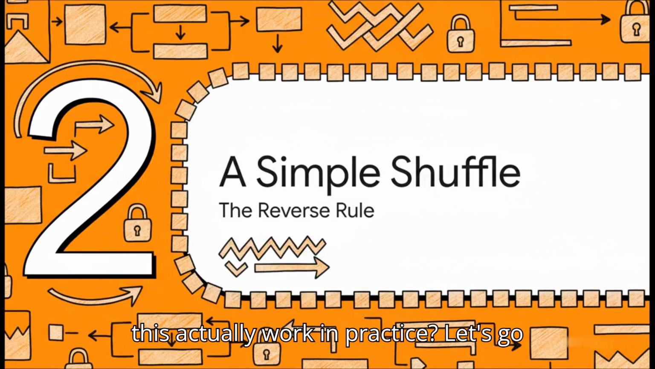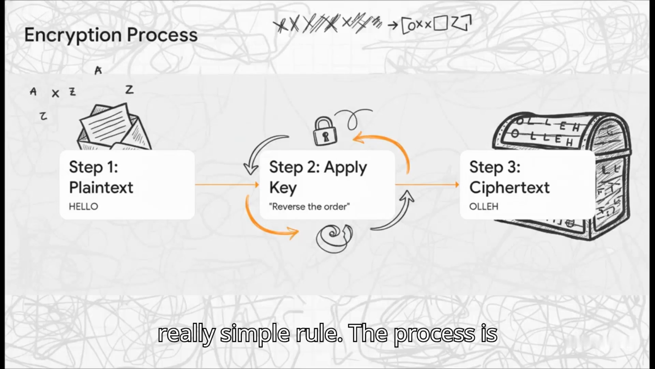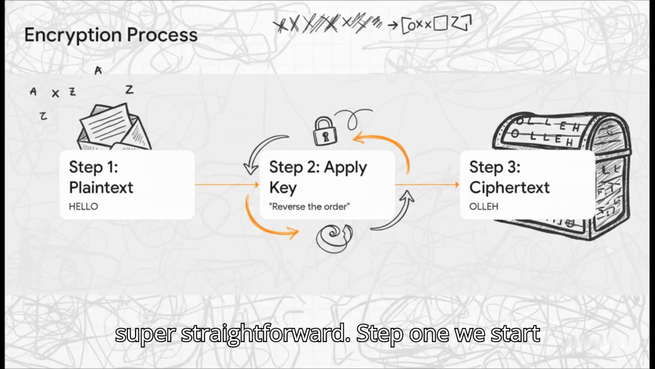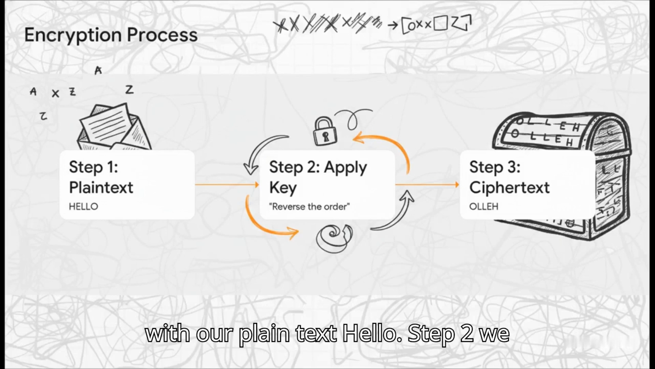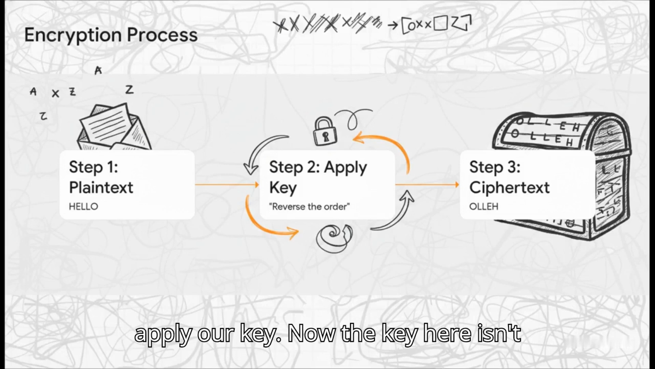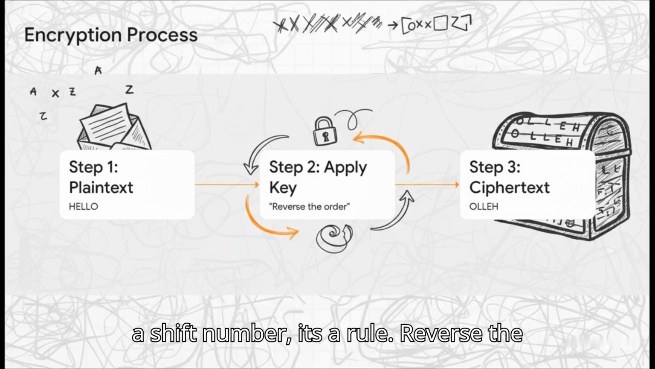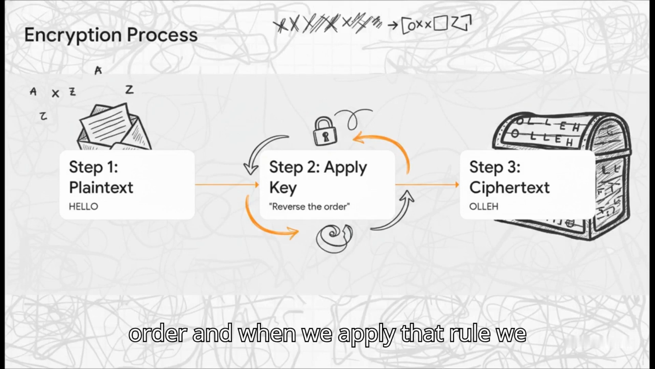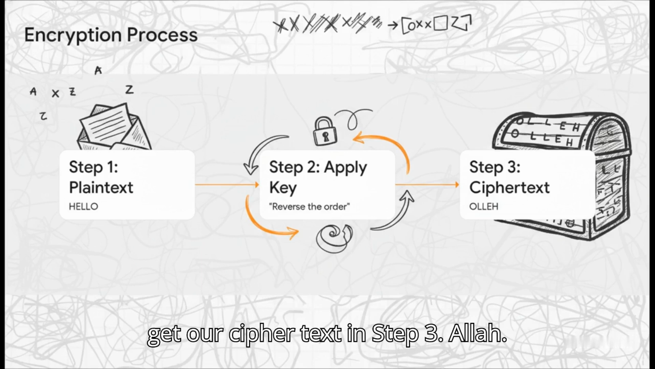So how does this actually work in practice? Let's go back to our hello example and walk through it, step by step, with a really, really simple rule. The process is super straightforward. Step 1, we start with our plain text, hello. Step 2, we apply our key. Now, the key here isn't a shift number, it's a rule. Reverse the order. And when we apply that rule, we get our ciphertext in step 3, olleh.